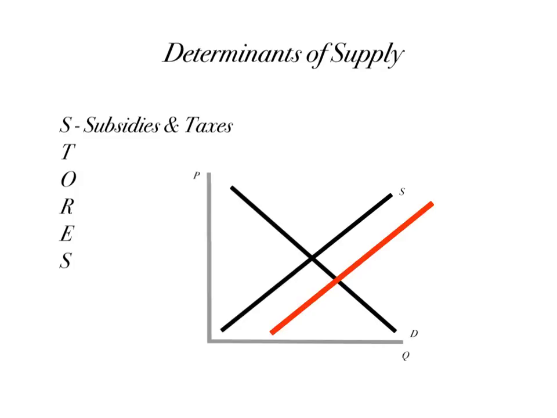Okay, so let us look at the first word. S stands for subsidies and taxes. An example of a subsidy could be when the government gives dairy farmers money for producing their goods. This would lower the production cost of the farmers, which would shift the supply curve to the right, which means more products would be supplied. This is seen by the red line.